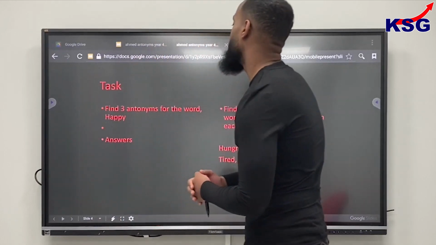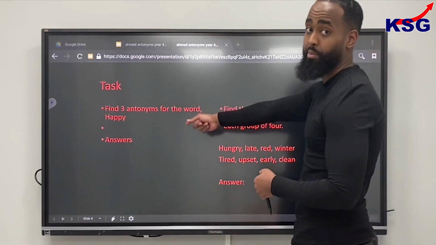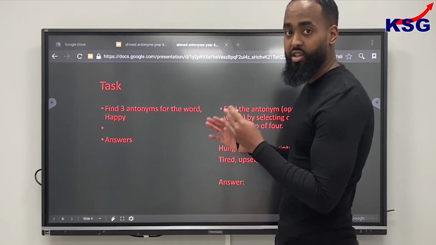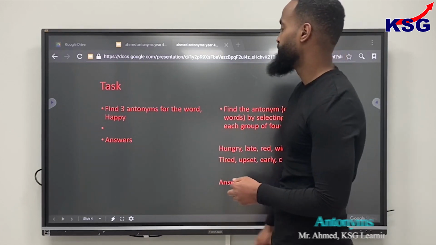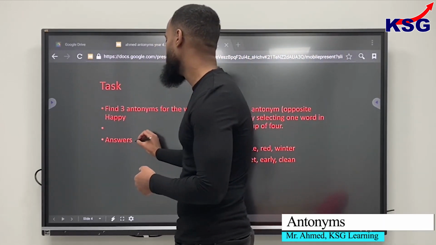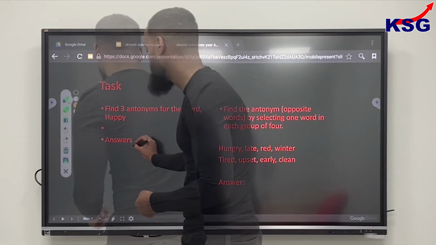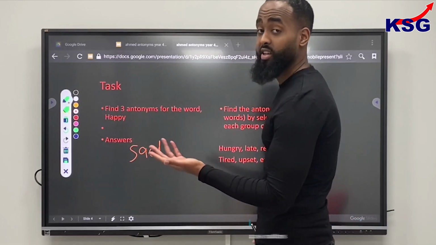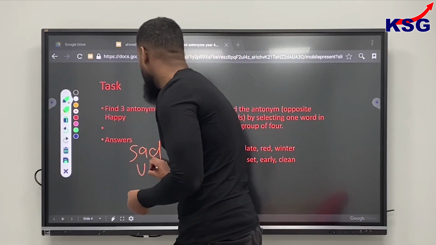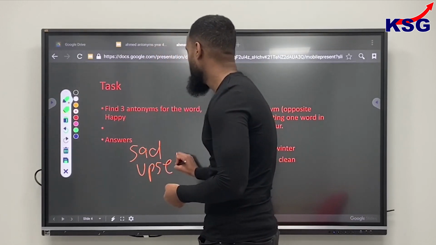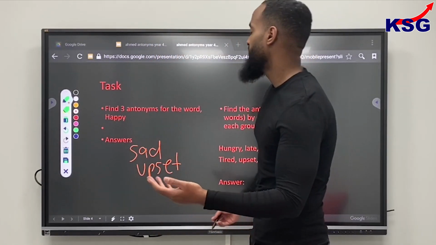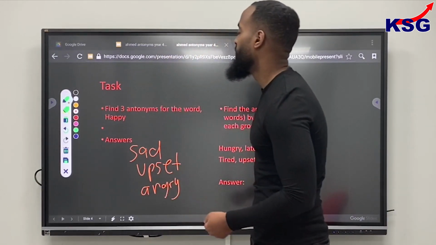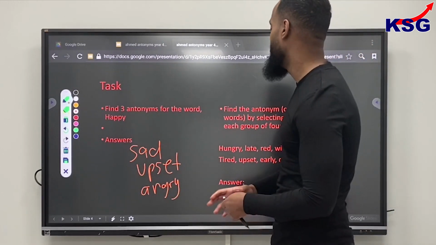And now, the next point is, we'll look at the word happy. So let's find three antonyms for the word happy, three opposite words for happy. Alright? So just thinking off the top of my head, the opposite of happy would be sad, wouldn't it? So we could say sad. We could also say upset. If someone's upset, that's obviously the opposite of someone that's happy. We could even say angry. Okay? That's also an opposite emotion to happy.